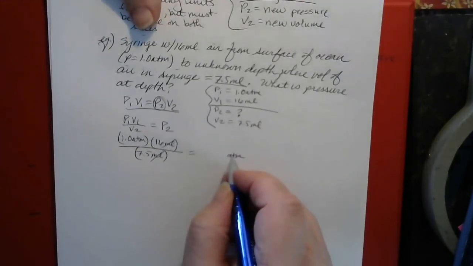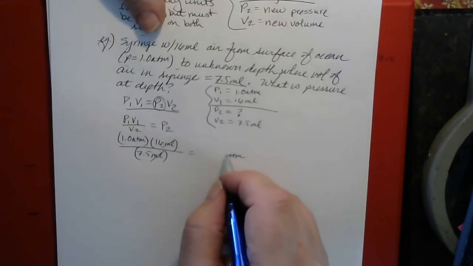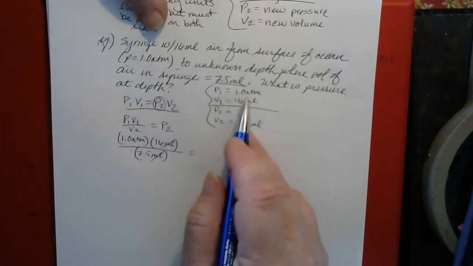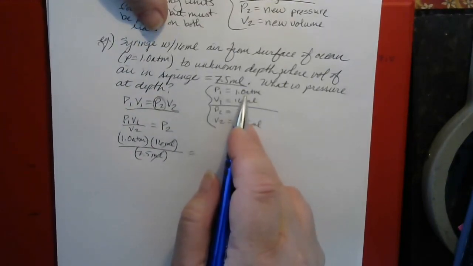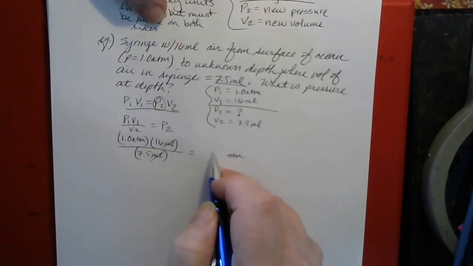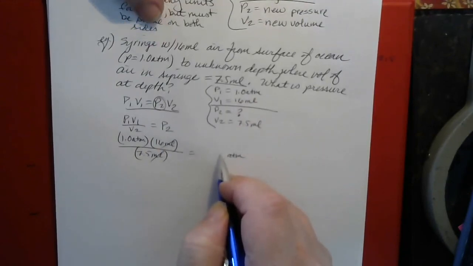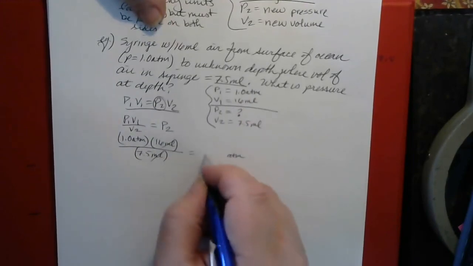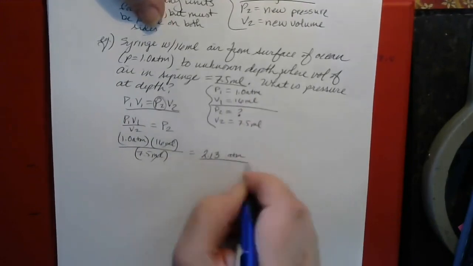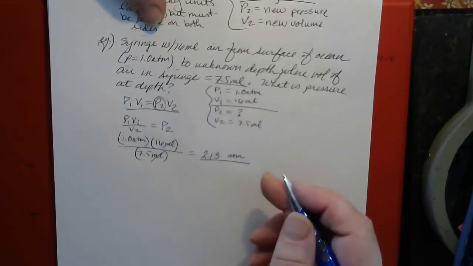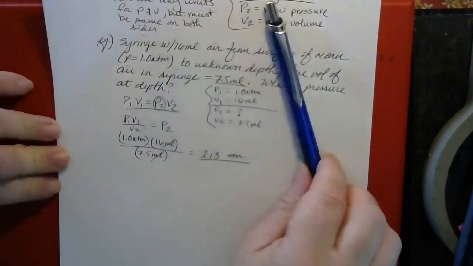If you didn't want the pressure in atmospheres, well, you could just find it in atmospheres and then convert it to whatever units you want. Or alternatively, you could have converted this pressure to the units you wanted, in which case you would get the units you want out of this equation automatically. But anyway, 1 times 16 divided by 7.5 is 2.13 atmospheres. Okay, so that's how you can tell what the new pressure is.